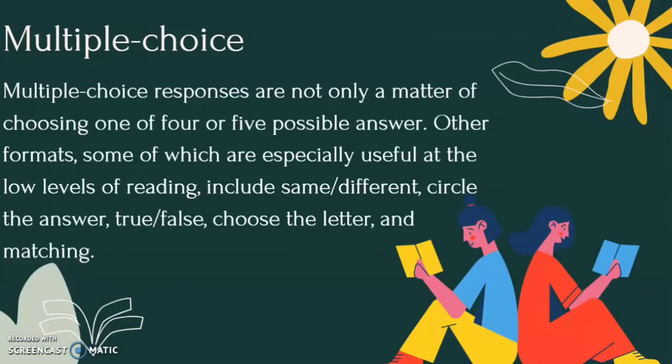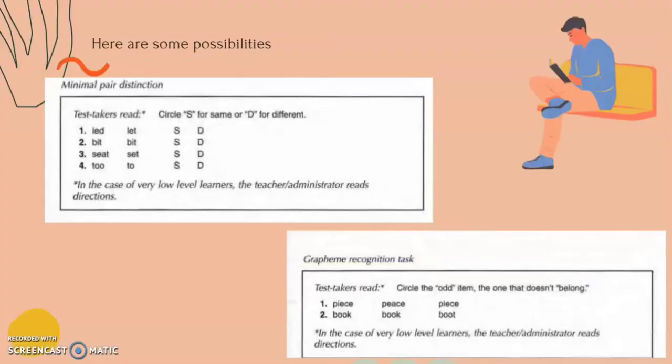The next one is multiple choice. Multiple choice responses are not only a matter of choosing one of four or five possible answers. Other formats, some of which are especially useful at the low levels of reading, include stem or different, circle the answer, true or false, choose the letter, and matching. Here are examples of multiple choice items. You can use minimal pair distinction and grapheme recognition tasks.